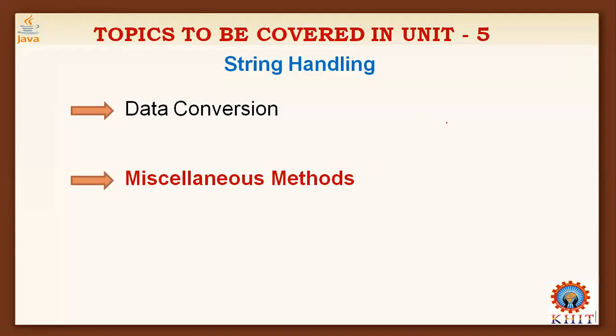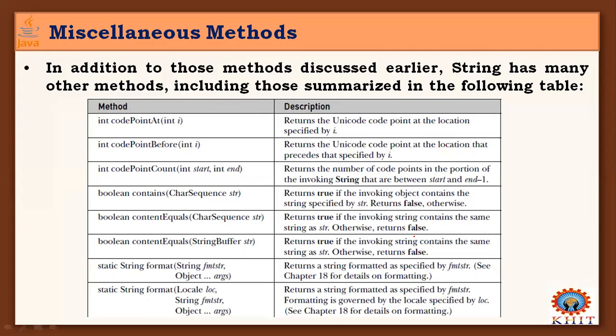Next one, the other methods belonging to string handling. We discussed many methods earlier, and in addition to those, String has many other methods, listed below, related to code points. We have these three methods taking an integer value, and the return type is also integer. One returns the Unicode point at the location specified by i, or at any particular index, where that character is in our string. Similarly there are the point before and point from methods.